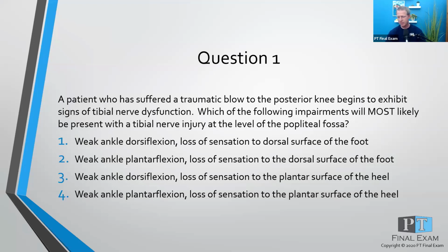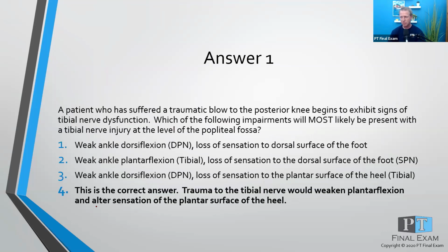And time. So this is a question that's all about whether you know your nerve injuries or not. A patient who has suffered a traumatic blow to the posterior knee begins to exhibit signs of tibial nerve dysfunction. Which of the following impairments will most likely be present with a tibial nerve injury at the level of the popliteal fossa? The level of the popliteal fossa is important because the sciatic nerve divides into common peroneal and tibial above the popliteal fossa. So at the popliteal fossa, we're at an isolated tibial nerve injury. And so therefore, the most correct answer, we know the tibial nerve innervates the plantar flexors.